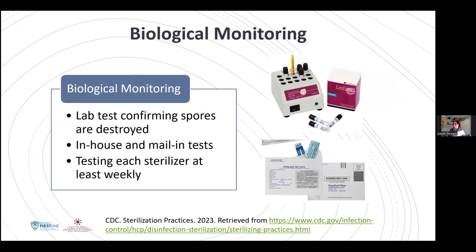I always recommend the shortest timeline possible because if you have a test that fails, you have to pull all of your instruments from the last past test. And if you're using a mail-in test, that could be a week where you've already used some of those instruments and you're unsure if that sterilizer was actually functioning for all of those instruments. So if you can use the fastest test available, you're going to get the best results.